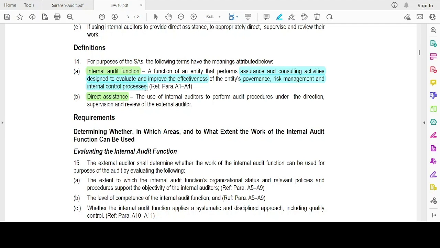Those will be checked and reviewed by the internal audit function, basically. Within the entity, for internal purposes, while externally it will be reported by the external auditor. For internal purposes, a similar function is carried out by the internal audit function. Then internal auditors are those who report on a periodic basis, like the use of internal auditors to perform audit procedures under the direction, supervision and review of the external auditor. Direct assistance would mean the external auditor gives certain areas and certain principles to be covered, and those will be covered with the help of internal auditors.